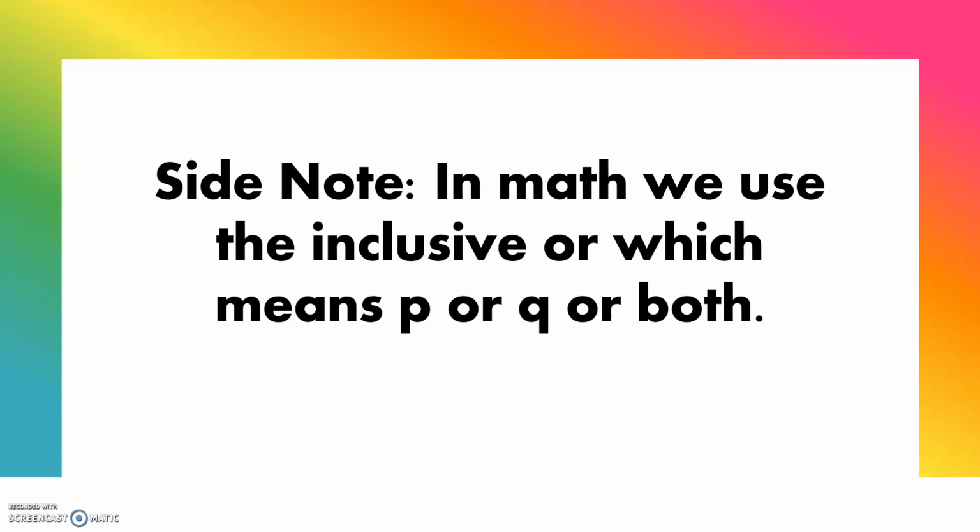Now the exclusive or, I don't have it on here, but that just means it's either P or it's Q, but it can't be both. So when we talk about math, we use the inclusive or. It really doesn't matter in this section, but it will matter in another video on another topic.